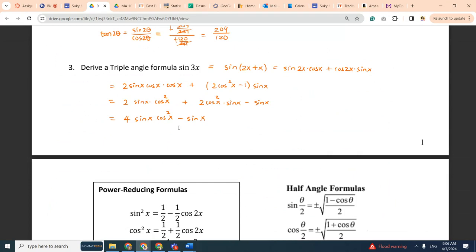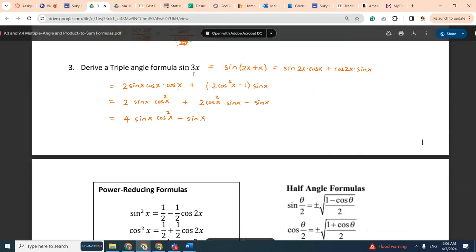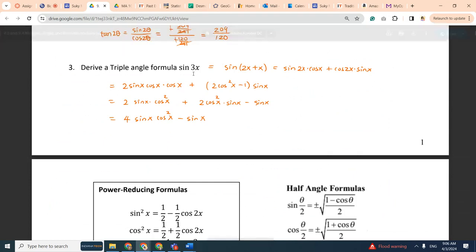You can generalize this idea to higher angles. If I ask you for sine 4x, you can express this as sine of 3x plus x, or as sine of 2x plus 2x, and then you can use the sum formula to break it down. Is that okay, everybody? The idea of it?